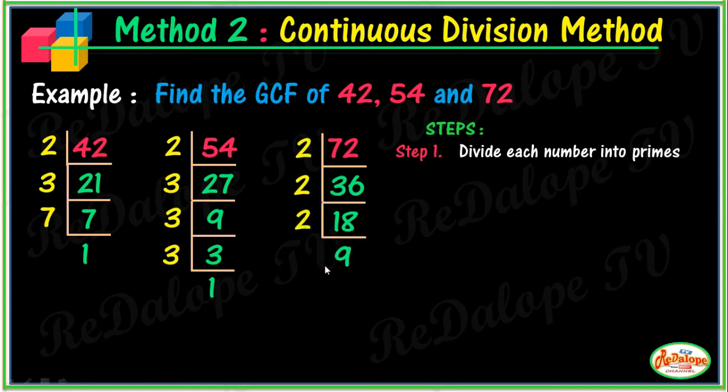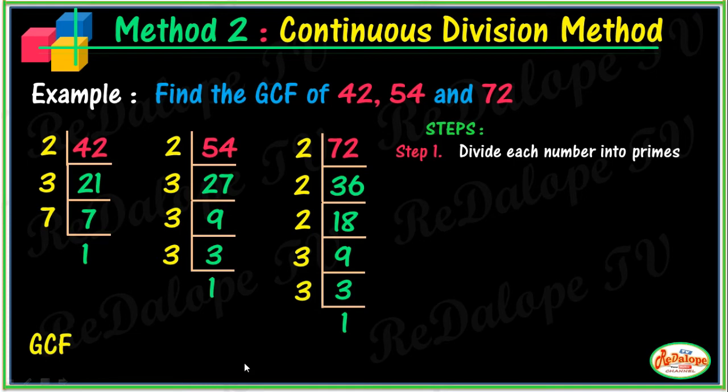9 cannot be divided by 2 but can be divided by 3. So divided by 3, that is 3. 3 divided by 3 or by itself, that is understood to be 1. Since 1 is the quotient here in the last row, then we stop.